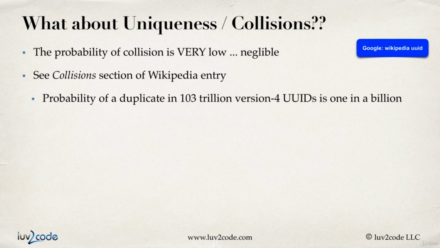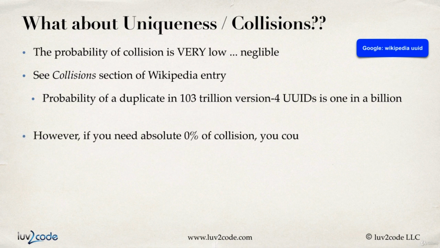They have some other nice information there as far as generating UUIDs every second for the next 85 years. So be sure to check that out. However, you say, well, 1 in a billion, I can't have that. I need to have absolute 0% of collision. Okay. In that case, you could do this instead.